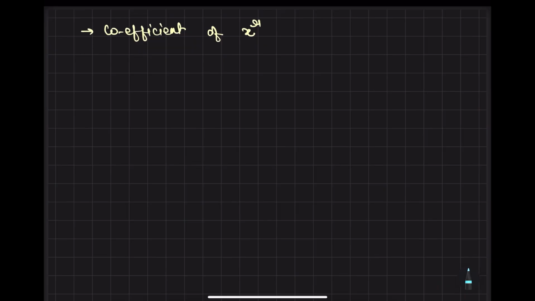So we got this situation. In this part we will study how to find the coefficient of x power r. r can be anything. r can be 1, 2, 3, 4, 5, anything, 0. So if they talk about the coefficient of the term independent of x, this means they are interested in finding the coefficient of the term having x power 0.